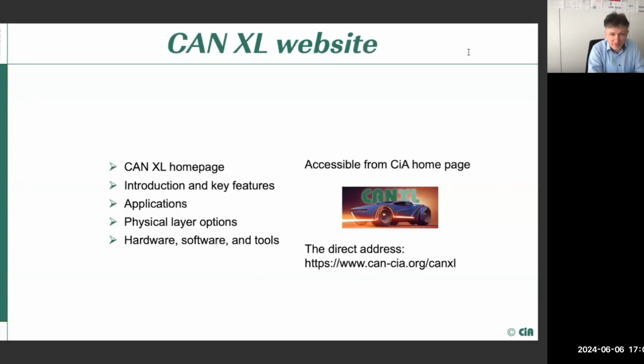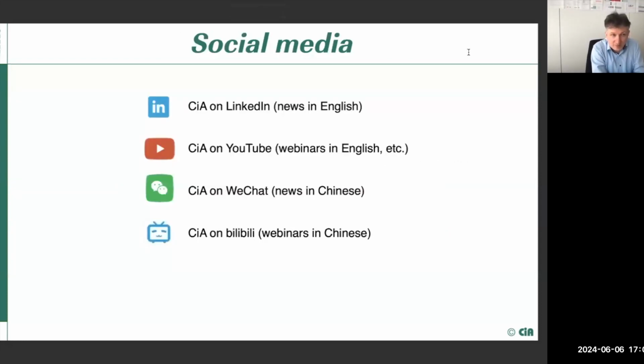So if you want to have more information on CAN Excel, we have marketing activities going on at CAN in Automation. We have designed a separate website of ours you can access. The web address is listed there. You will find some key features, possible applications, physical layer options, meaning which kind of transceivers, which combination of hardware and software is available now for CAN Excel. Then a few slides about CAN in Automation, what we also offer.